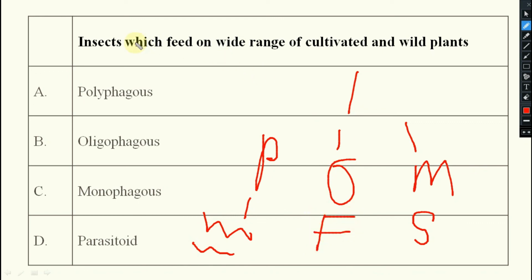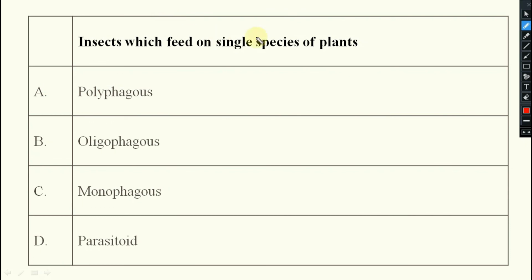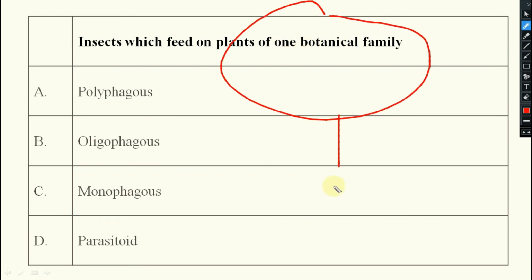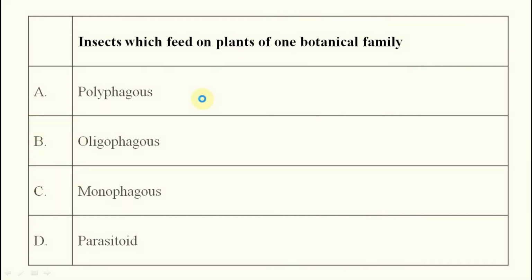So what is it telling? Which feeds on a wide range of cultivated and wild plants. That means this one, yes or no? So that is polyphagous. Next. Insects which feed on a single species of plant. Now only I have told, that will be monophagous. Next. Insects which feed on plants of one botanical family. Oligophagous is your single family. So that will be known as oligophagous. Clearly understanding? Yes or no?